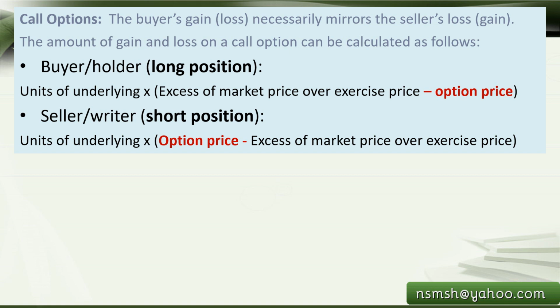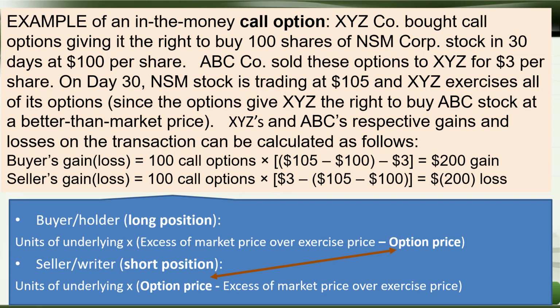For the short option, it is the number of units of that underlying asset, multiplied by the option price, whatever the premium he paid, minus the excess of the market price over the exercise price, the strike price. So from this example, we can understand the exercise of this call option.